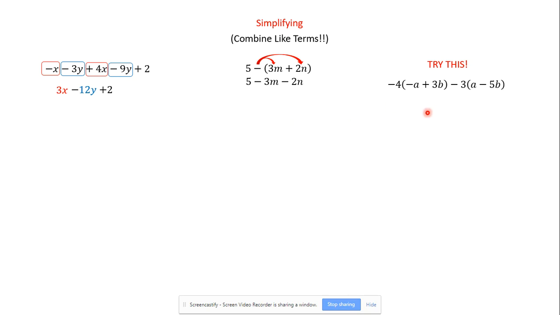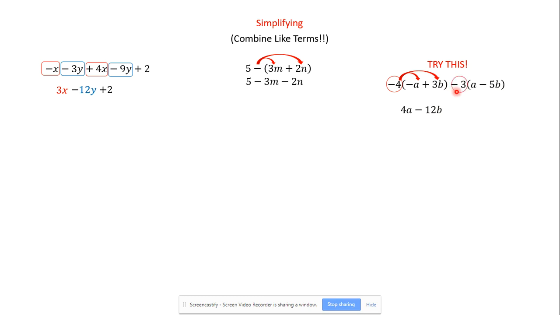So first step, we can look at this side of it. This negative 4 needs to distribute to both pieces. Negative 4 times negative a is 4a. Negative 4 times 3b is going to be negative 12b. So we have 4a minus 12b. Now we can look at this one.